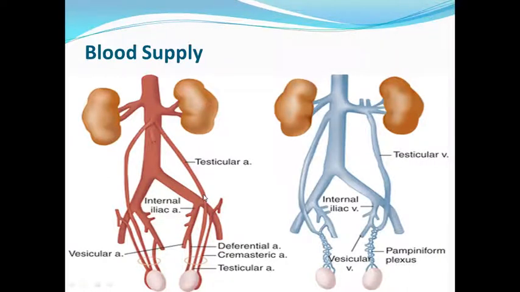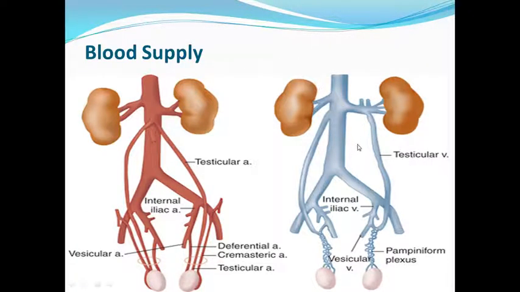So after reaching the deep inguinal ring, the testicular artery enters the spermatic cord, and at the posterior border of the testis, it divides into some branches. So if you have to write the arterial supply of the testis, then it is the testicular artery, which is a direct branch of the abdominal aorta at the level of L2.